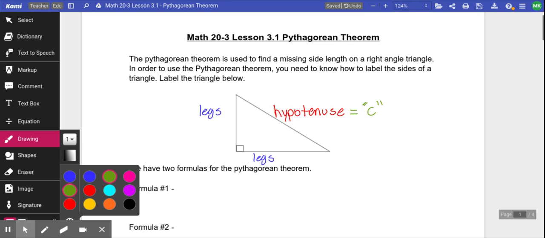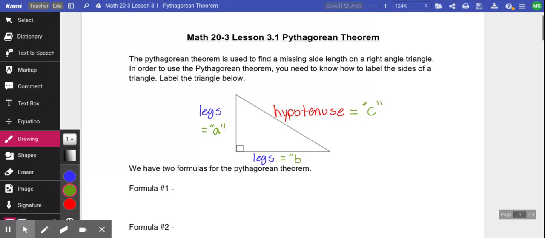Right? So I'm just going to call this one A. I'm going to call this one B. But it really doesn't matter. So if you flip your legs, you'll be fine. But the hypotenuse always has to be C. That's important.